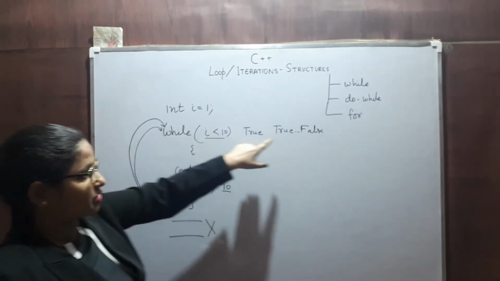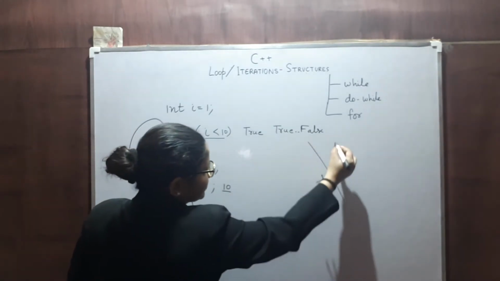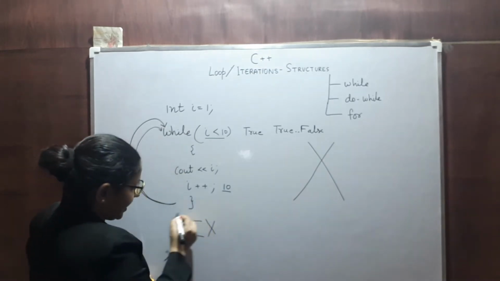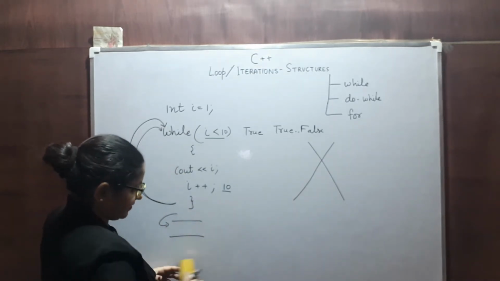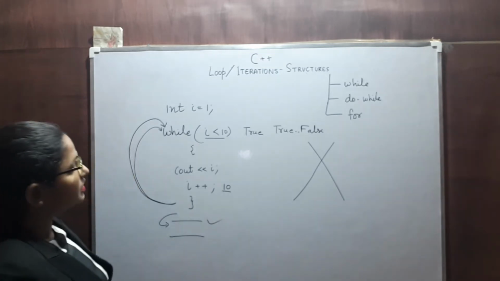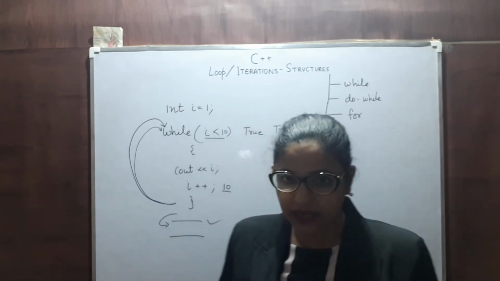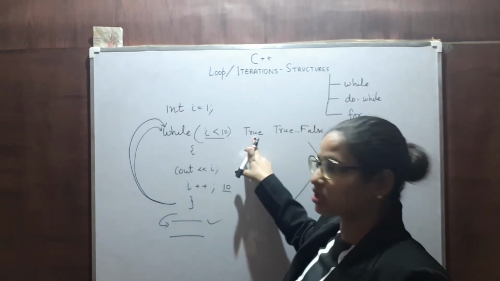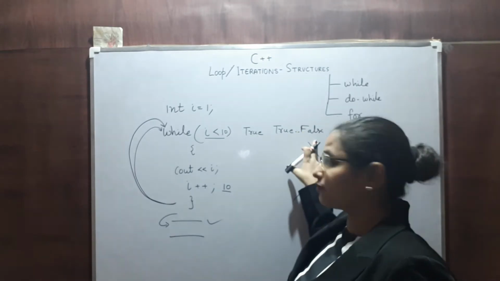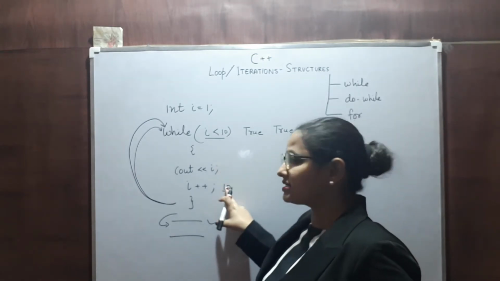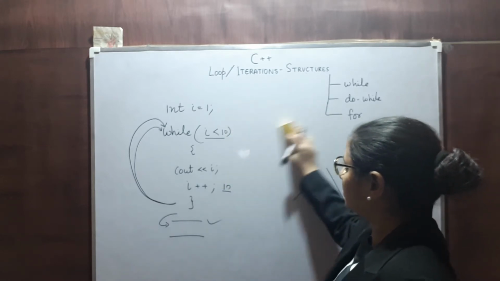When this condition becomes false, then this block will not be executed and then the next statement is executed. Fine. So, the while block is executed till the expression evaluates to true. When the expression becomes false, the while block is not executed. Fine. So, this is our while loop.